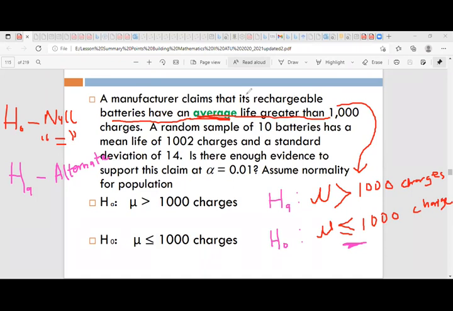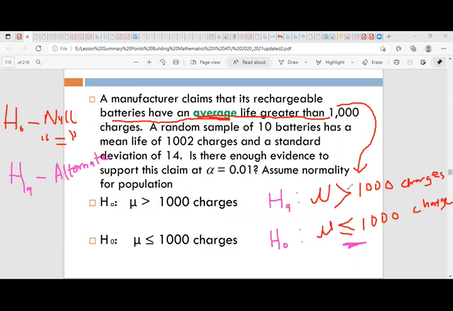Please follow the steps carefully. Don't mix them up. Step one is you have to write the given statement mathematically. So when we write it, this is step one. Mu is greater than 1000 charges.